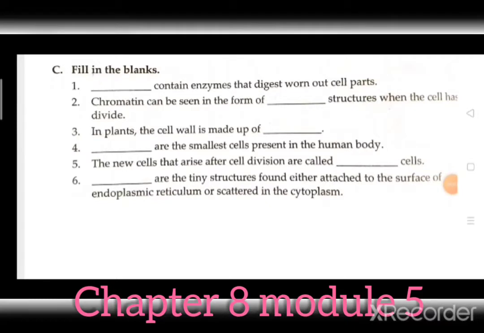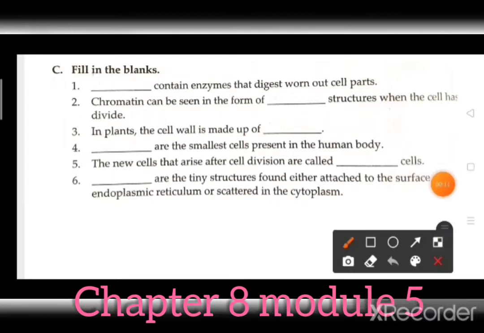Hello dear students, now the next exercise of our chapter number 8 is fill in the blanks. So first one is dash contains the enzymes that digest worn out cell parts. So the answer is lysosome.